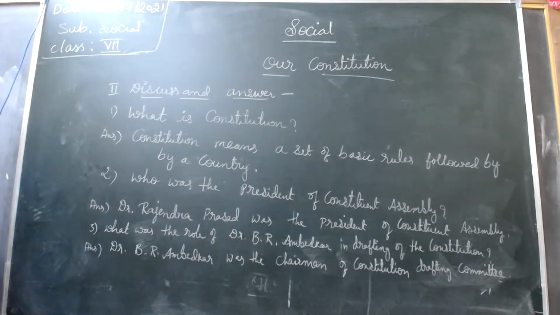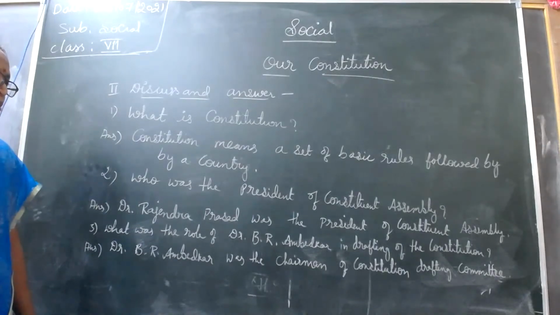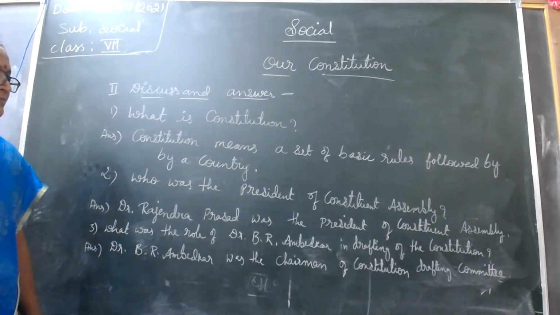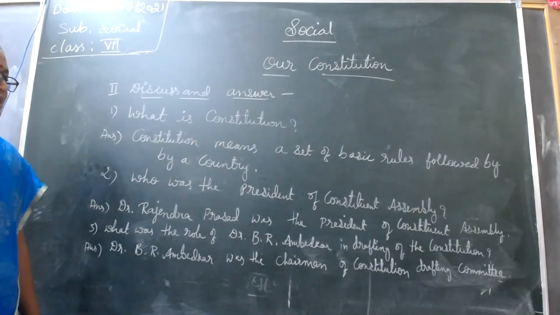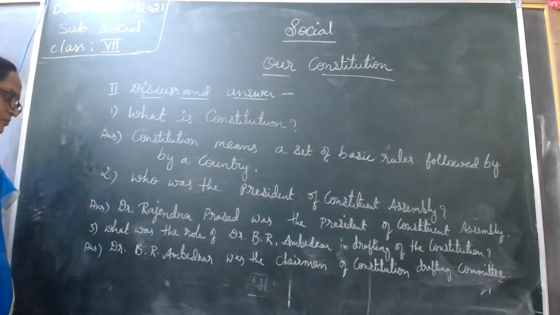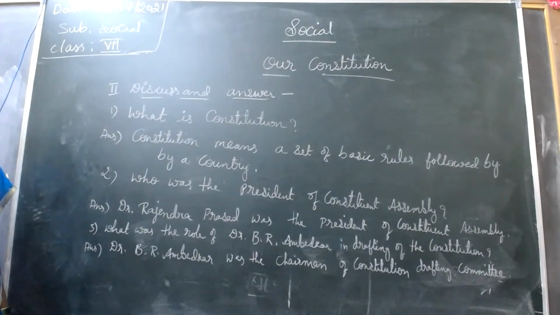Once again, what is Constitution? Constitution means a set of basic rules followed by a country. Who was the president of Constituent Assembly? Dr. Rajendra Prasad was the president of Constituent Assembly. What was the role of Dr. B.R. Ambedkar in drafting of the Constitution? Dr. B.R. Ambedkar was the chairman of Constitution Drafting Committee.